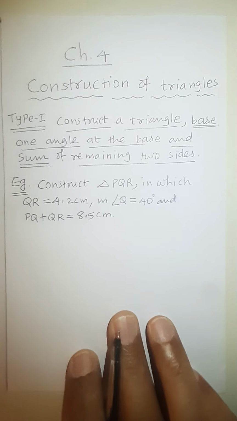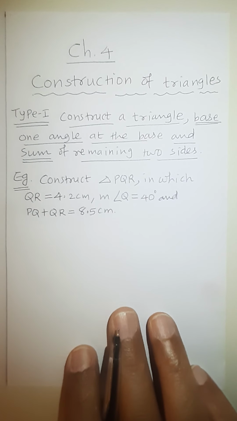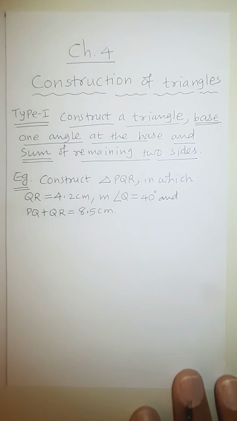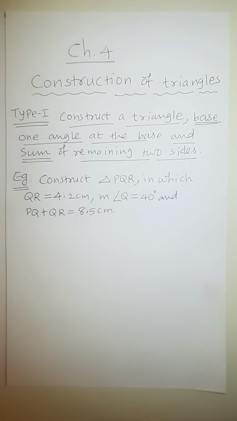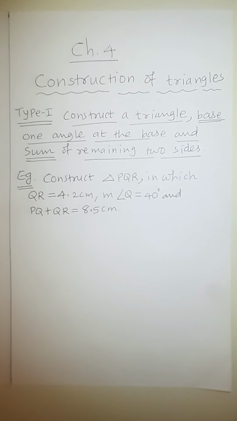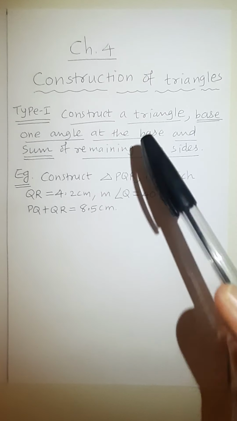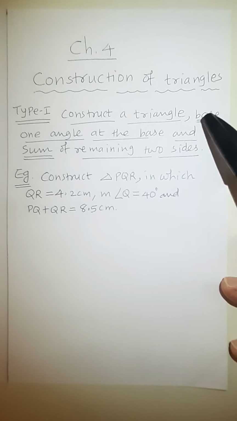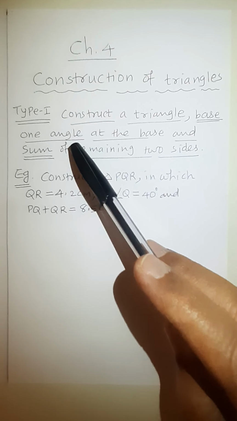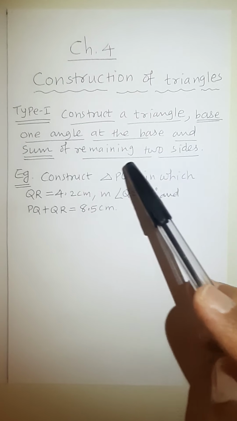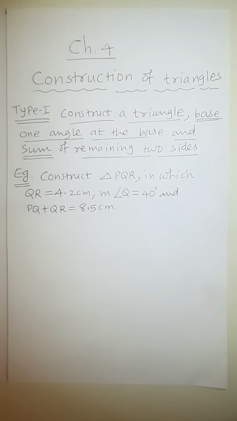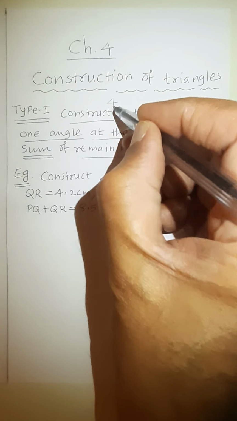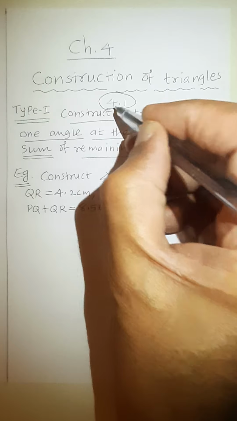Now how will you solve this? I will show you, just be ready with scale, pencil, protractor and the compass. So students, what is this type of construction? Here we construct a triangle where the base, one angle at the base, and the sum of the remaining two sides are given. You have to remember the type. Practice set 4.1 is completely based on this type.